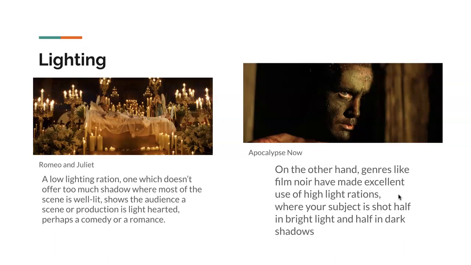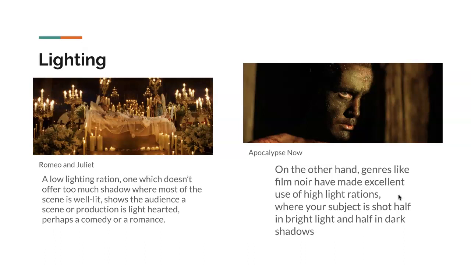And I have two different shots. A low lighting ratio, one which doesn't offer too much shadow, where most of the scene is very well lit. It shows the audience a scene or production which is lighthearted, perhaps a comedy or a romance. And the first thing that popped in my mind was this specific shot from Romeo and Juliet with the candles really lighting up the room, and it had a very romantic but ominous feel to it when you watch that shot.